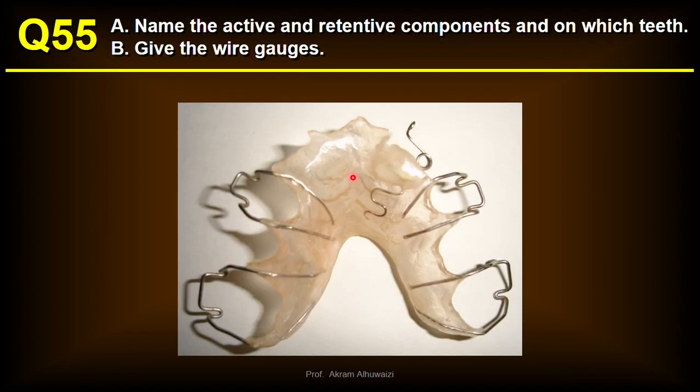Name the active component, and it's a modified Z-spring. Notice it's a modified spring because of the loop here, which enables it to slightly distally move the tooth. Give the wire gauge. The retentive components are the Adam clasps on the 6s and on the 4s, and they're made out of 0.7 mm wire, whereas the Z-spring is out of 0.5 mm wire. It didn't say the other components, so there's no need to say anything about the acrylic, since it's not one of the retentive or active components.